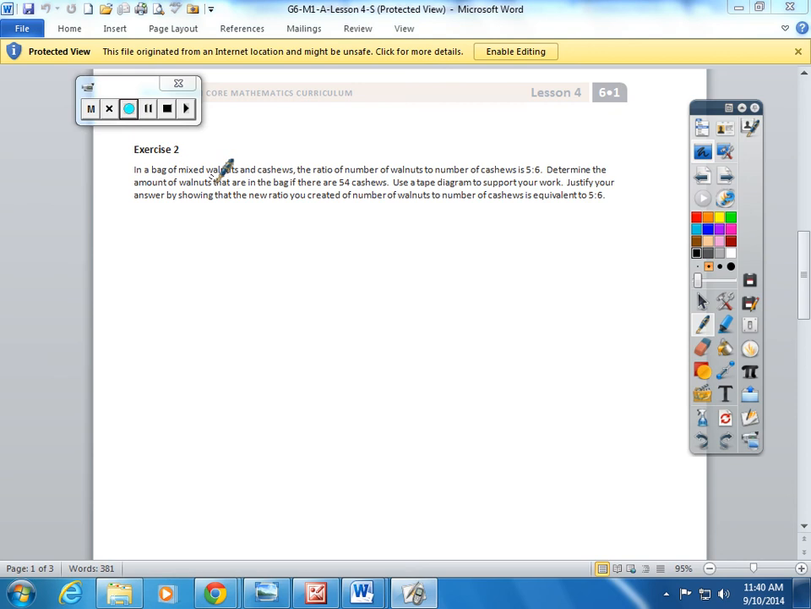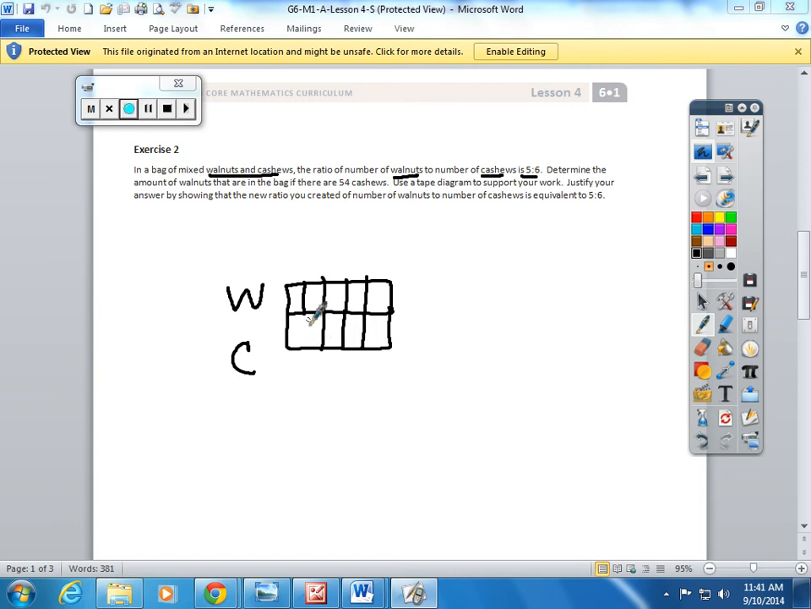In a bag of mixed walnuts and cashews, the ratio of the number of walnuts to the number of cashews is 5:6. I'm going to draw my tape. Determine the amount of walnuts that are in the bag if there are 54 cashews. Use a tape diagram to support your work and show your answer by using the new ratio you created of walnuts to the number of cashews equivalent to 5:6.